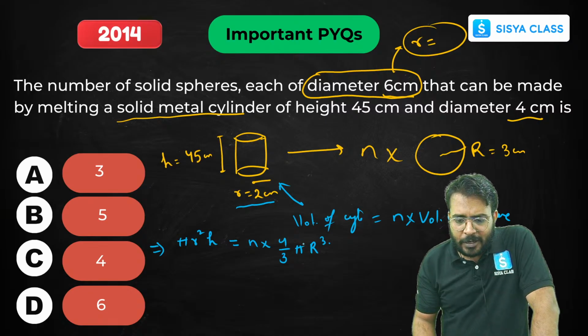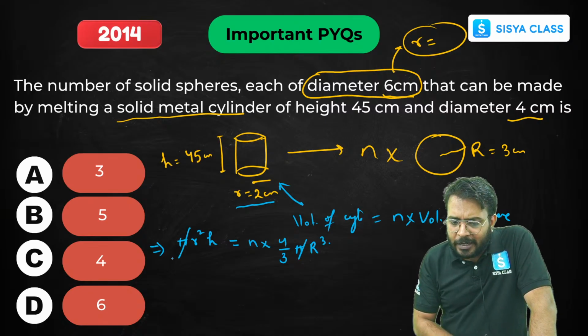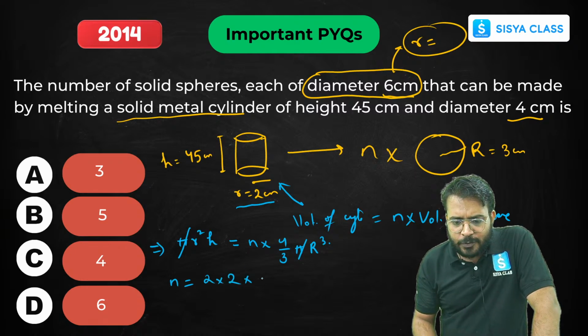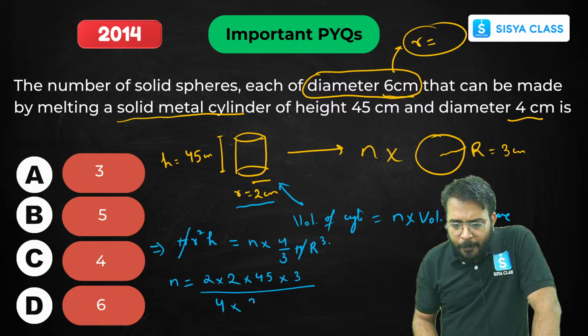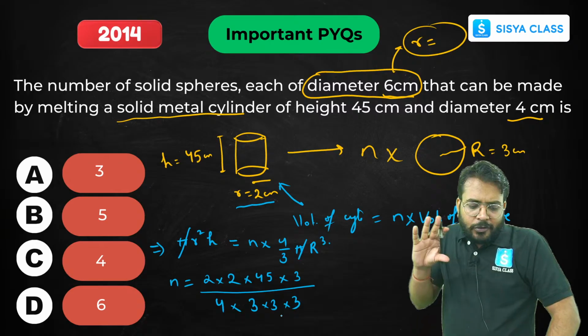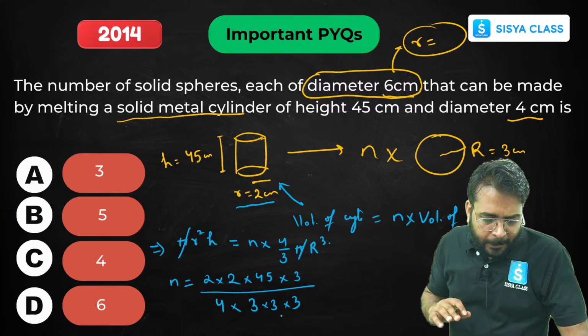So now can we cancel pi and pi? They will get cancelled out, and what is going to be n? So n is going to be r square, means 2 into 2, directly I am writing. H means 45, and here you will get multiplication with 3, and in the denominator you will get 4 into R cube. R cube means capital R into capital R into capital R, that means 3 into 3 into 3. Just solve this and get your answer.